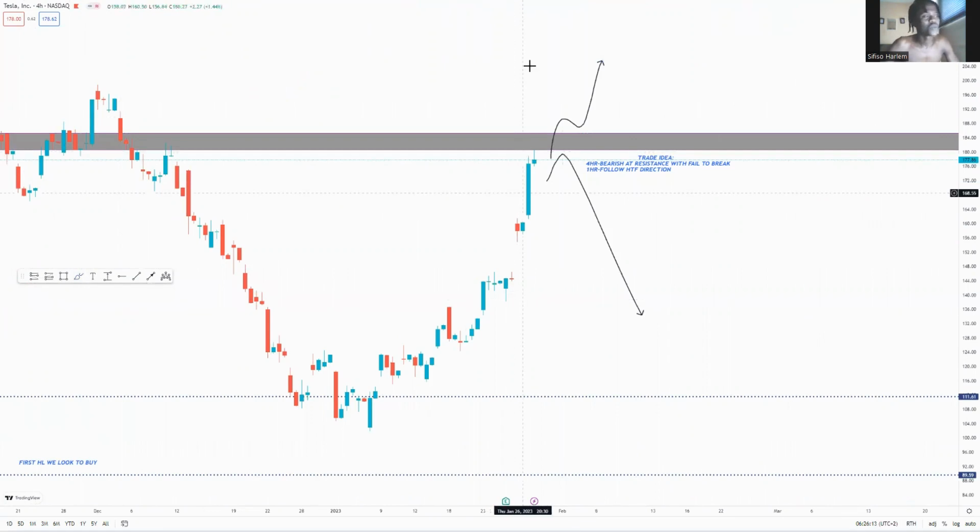I'm looking for two things: for either price to close above our resistance, or for price to close below and start looking for continuations to the downside or reversals to the downside. So my trade idea is we're bearish at resistance if it fails to break.